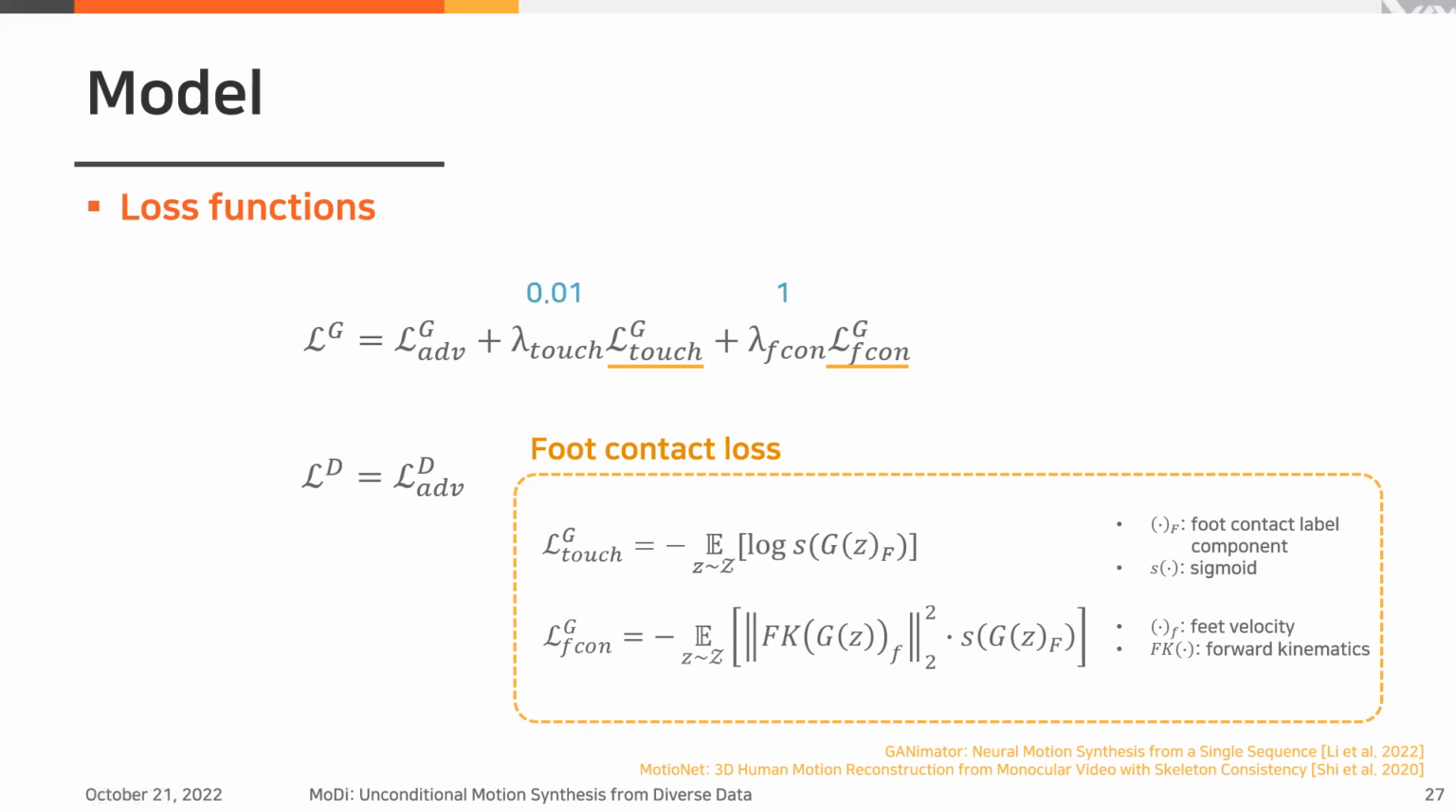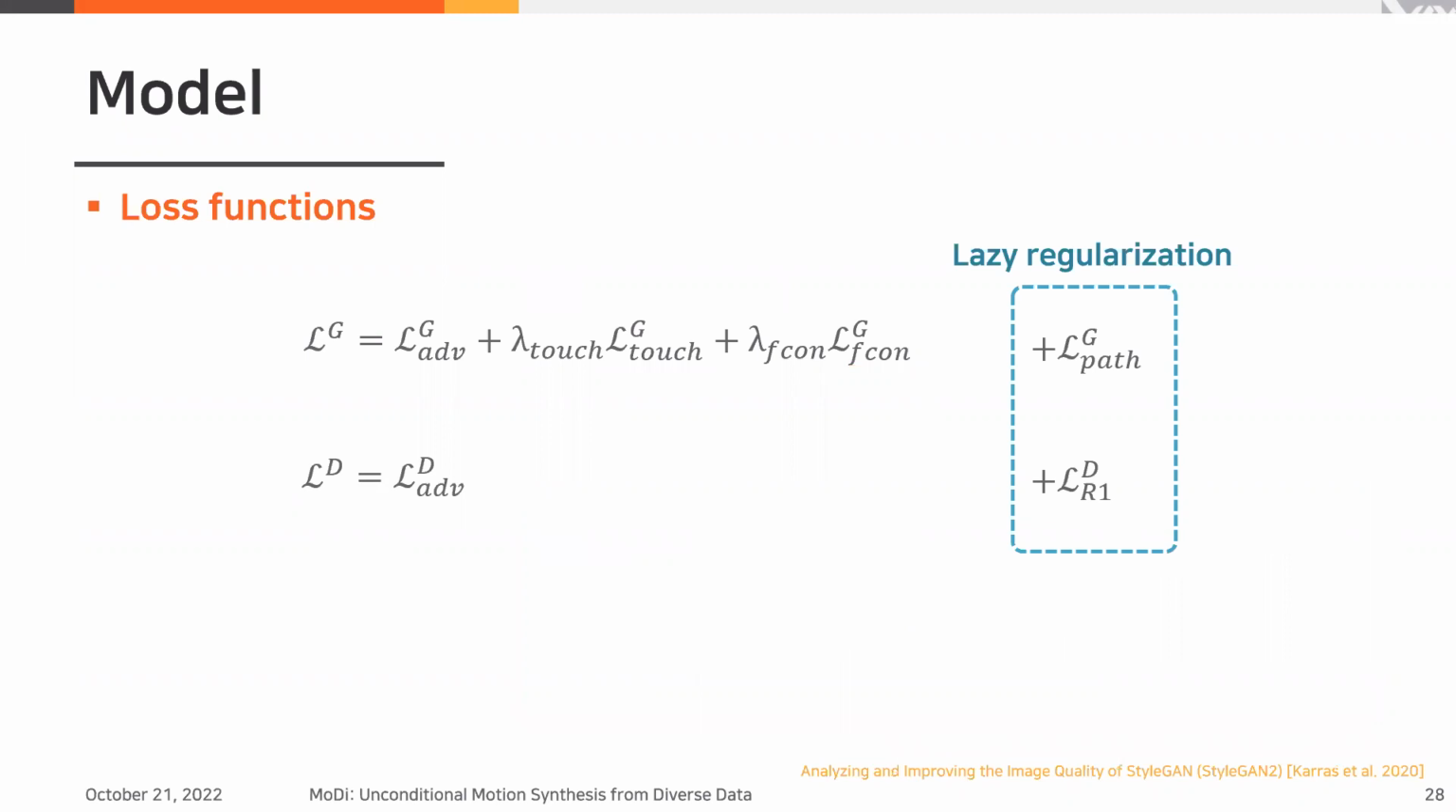And in their experiments, they set lambda touch to 0.01, and lambda Fcon to 1. And although these losses mitigate sliding artifacts, the authors also used a standard IK method from Ganymeter to further clean foot contact. And as in this diagram too, they activate regularization terms in a lazy fashion. The main losses are computed every iteration, but these two losses are computed once every 16 iterations to reduce the computation cost.